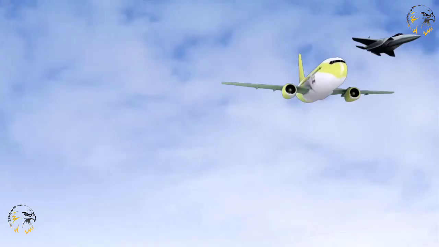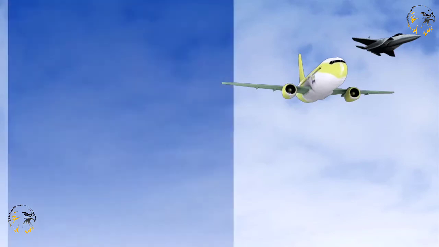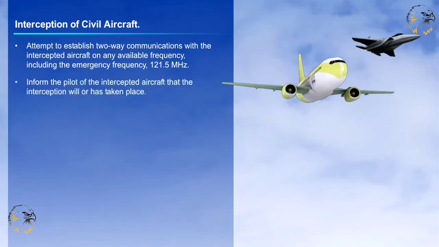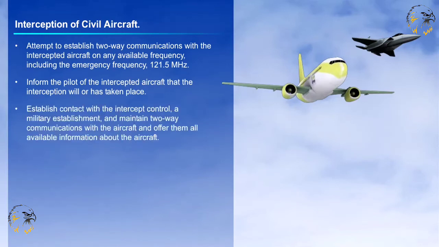As soon as an air traffic service unit learns that an aircraft is being intercepted in its area of responsibility, it shall take the following steps that are appropriate in the circumstances. Attempt to establish two-way communication with the intercepted aircraft on any available frequency, including the emergency frequency, 121.5 MHz. Inform the pilot of the intercepted aircraft that the interception will or has taken place. Establish contact with the intercept control, a military establishment, and maintain two-way communication with the aircraft and offer them all available information about the aircraft.